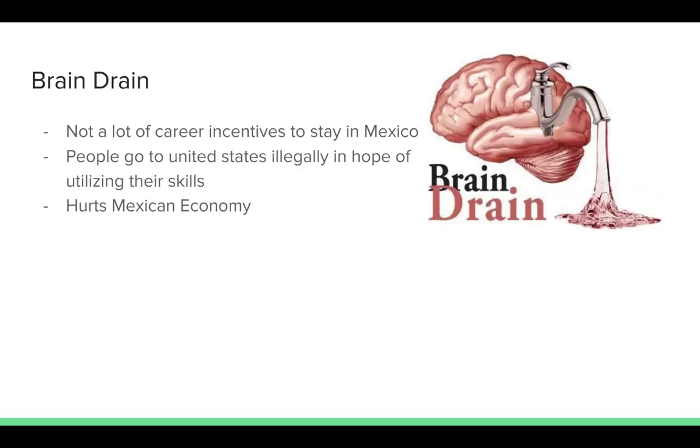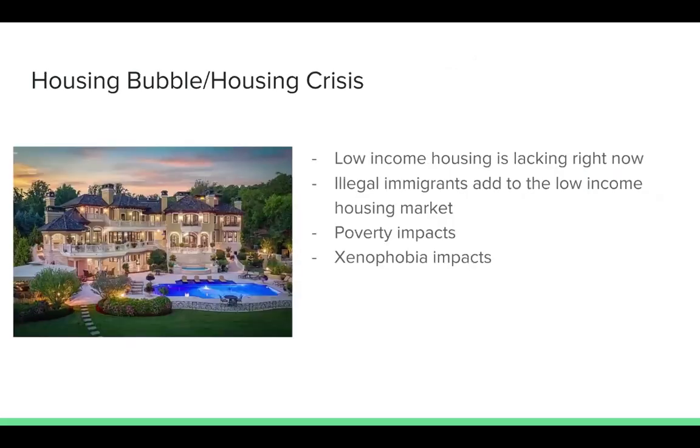And we'll go to the final argument real quick. Okay, so this argument, housing bubble slash housing crisis, you could call it. This is really interesting because we can look at how low-income housing is lacking right now and how more and more people adding to the low-income housing market could cause issues, as housing realizes that the demand is increased. They can play with the prices a lot. And we can even see housing bubbles possibly going to pop sometime in the next few years.